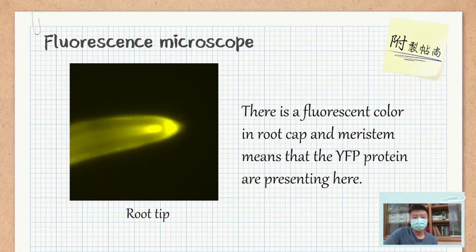Next, after putting it under a fluorescence microscope, we can see there's color in the root tip, the root cap, and the meristem, which means that the YFP protein is present there.